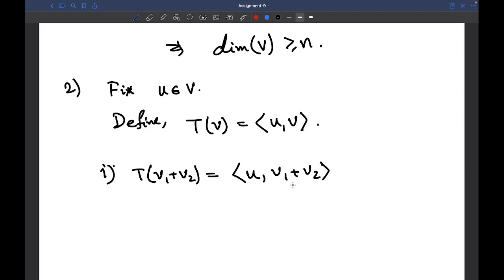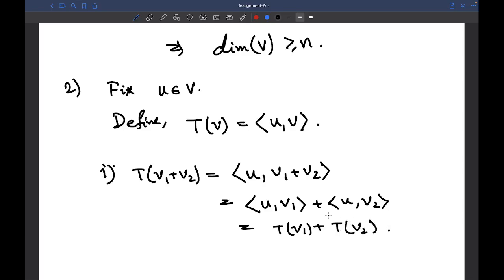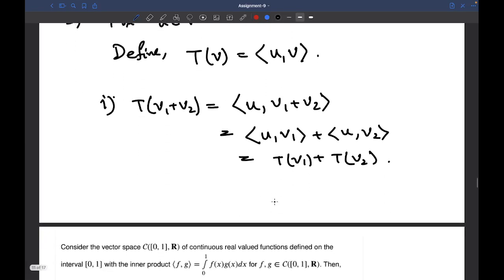And as this is a real inner product space, you can show additivity with respect to the second variable, right? You can also check that. So this will be u inner product v1 plus u inner product v2, which means T of v1 plus T of v2. This satisfies the first condition.